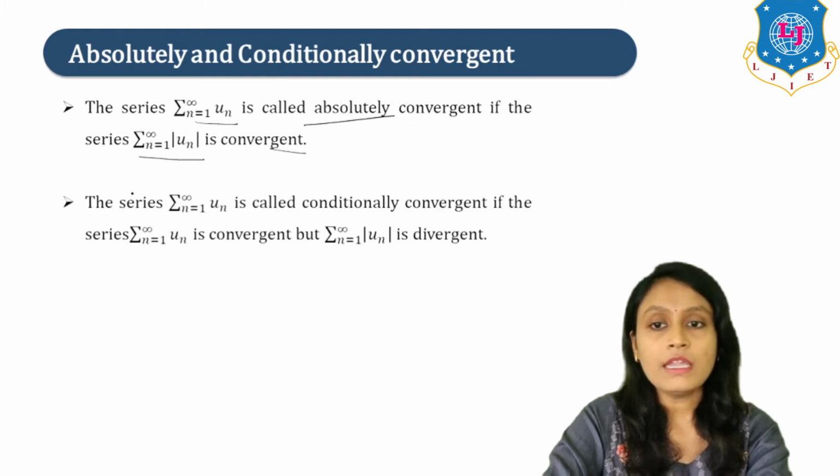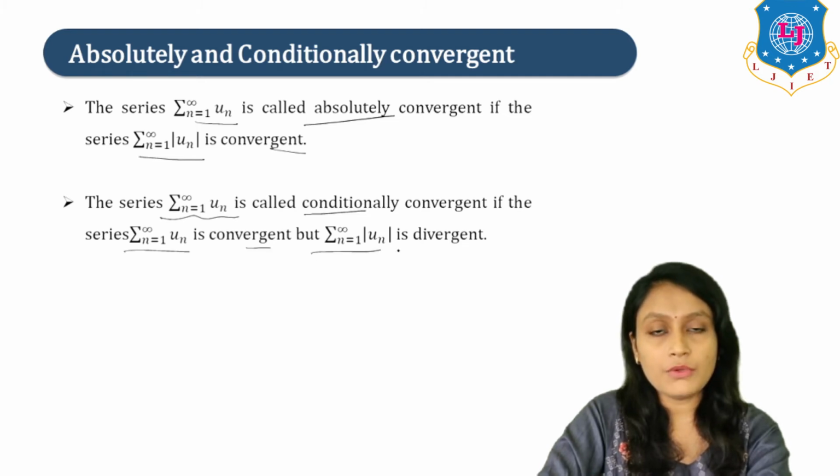Next, the series Σun is called conditionally convergent if the series Σun is convergent but the series Σ|un| is divergent. So whenever we have this type of condition, that is, the series Σun is convergent but the series Σ|un| is divergent, then we can say that this series Σun is conditionally convergent.